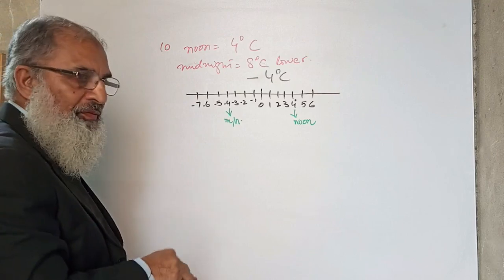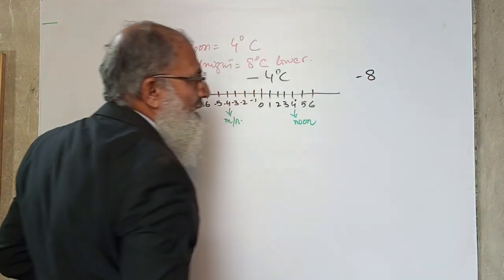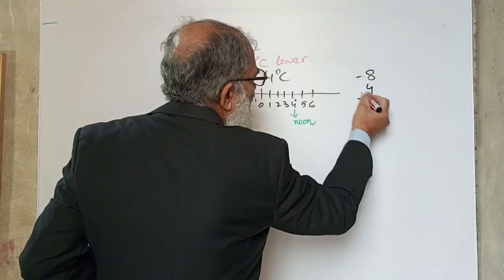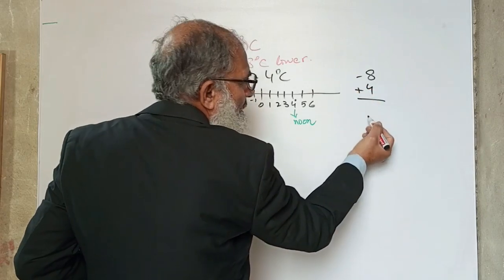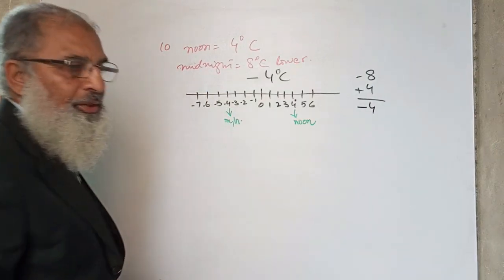It is very easy in another form also. We have to write 4 and -8 over here, and if we just take the difference it will become -4.